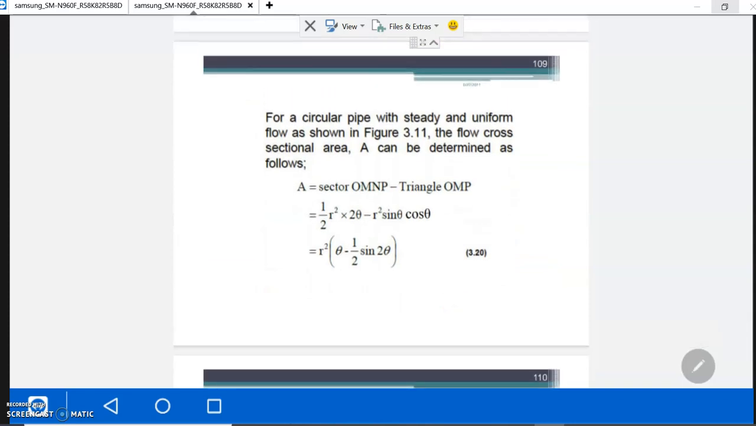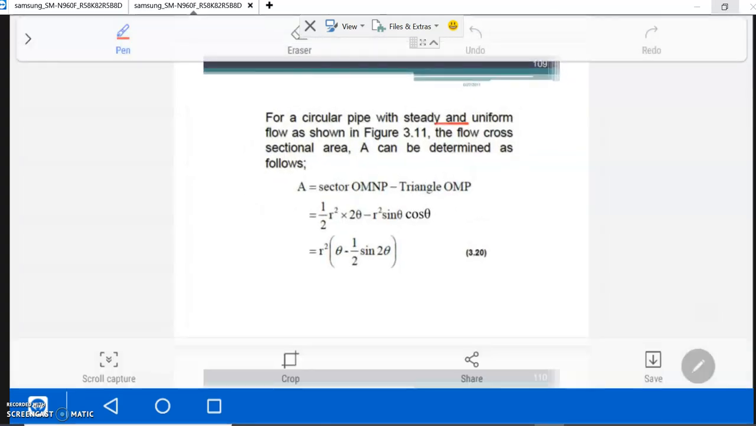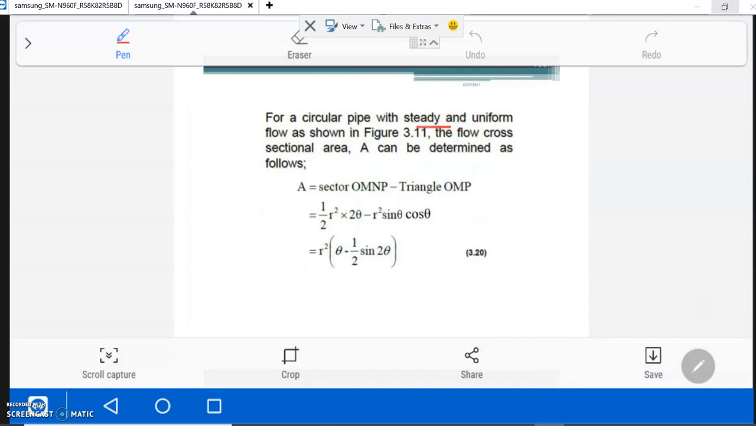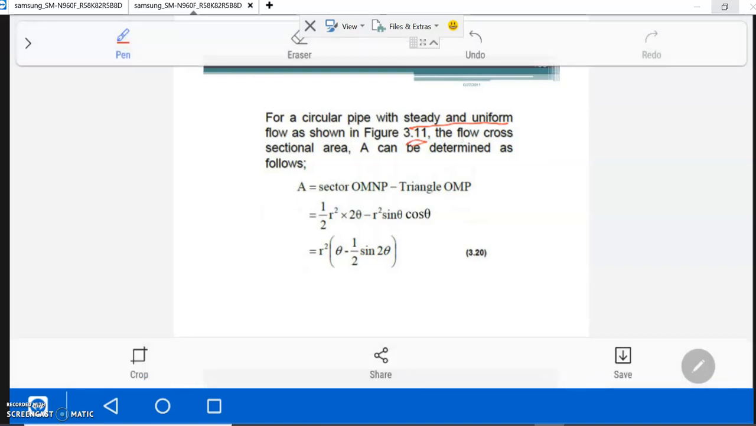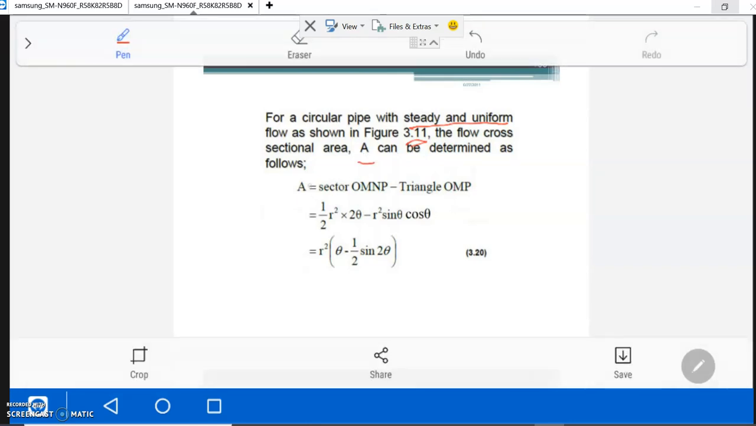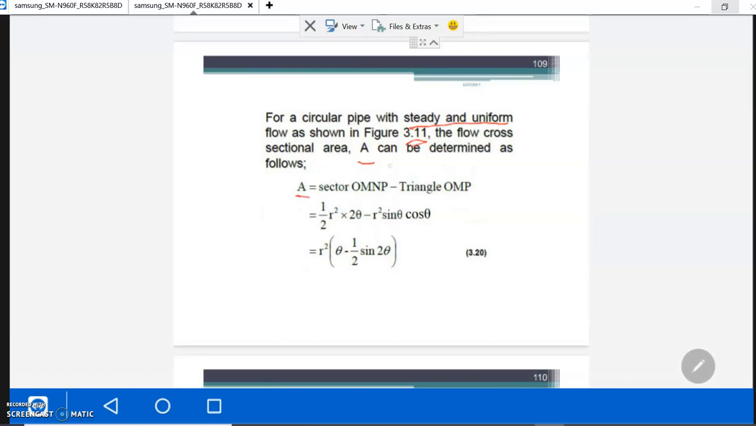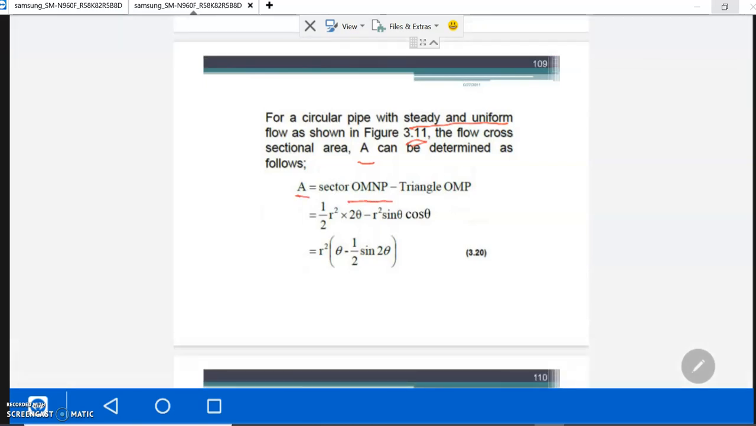So for a circular pipe with steady and uniform flow, okay, bear in mind it is applied to the pipe with steady and uniform flow shown in figure 3.11, okay, previous figure here. The flow cross-section area A can be determined as follows. So A equal to sector OMNP minus triangle OMP.